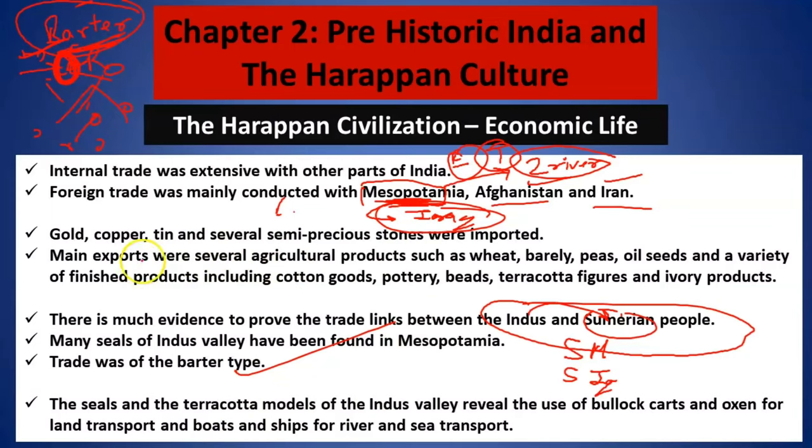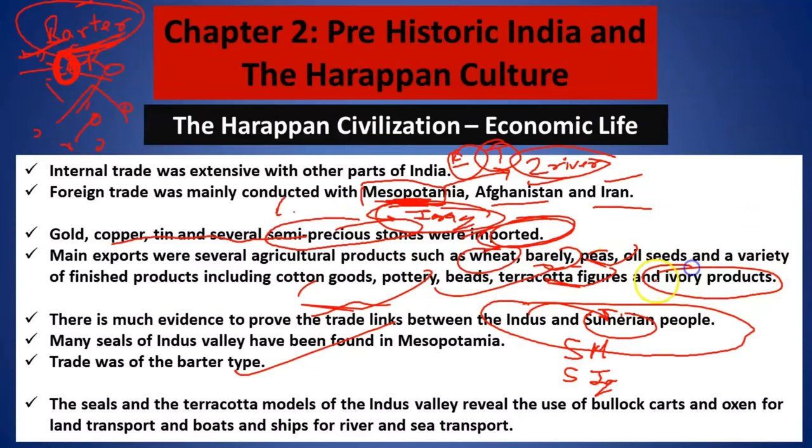Now, these were copper, gold, tin, and several precious, semi-precious stones were imported, whereas the agricultural products, wheat, barley, peas, other things such as cotton, pottery, terracotta, figurines, ivory products made from the elephant teeth, these were exported.